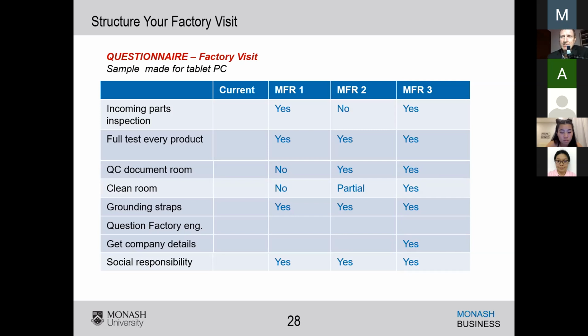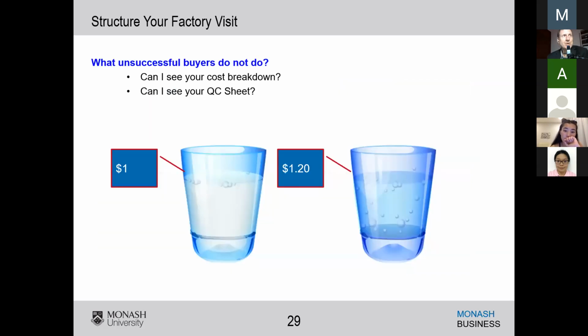But at one stage, we got to get to talking about price, right? The transaction is going to be made whole by me paying money to the supplier. So you cannot not talk about price. So how do you talk about price? Well, this is what unsuccessful buyers do not do: ask, can I see your cost breakdown, or can I see your QC sheet? Unsuccessful buyers don't ask questions like this. They just say, what's your price? Or it's $1.20, can you bring it down to $1?